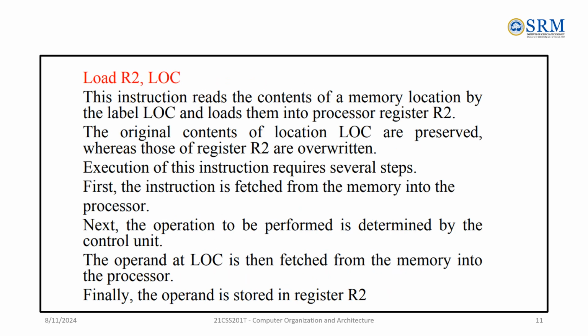Load R2, LOC. In this case, the contents of memory location LOC are moved into the R2 register. The LOC contents are preserved here, whereas the contents of the R2 register are overwritten. First, the instruction is fetched from the memory into the processor, then the operation to be performed is determined by the control unit. The operand at LOC is then fetched from the memory into the processor. Finally, the operand is stored in the R2 register.